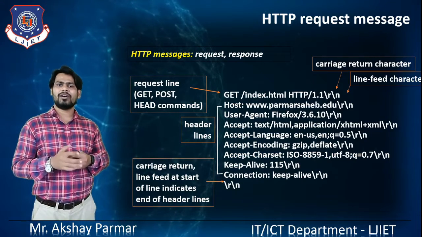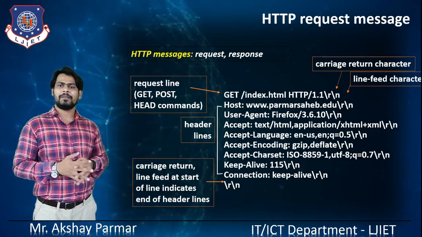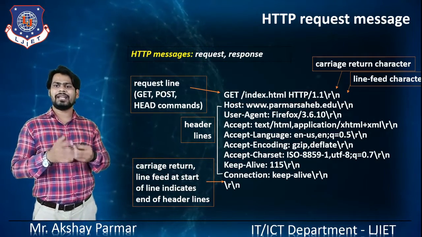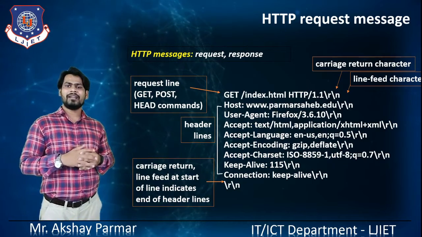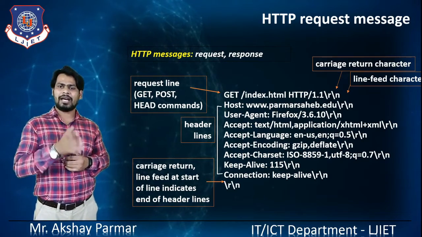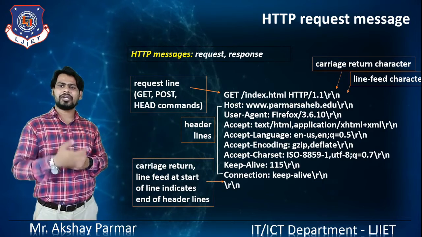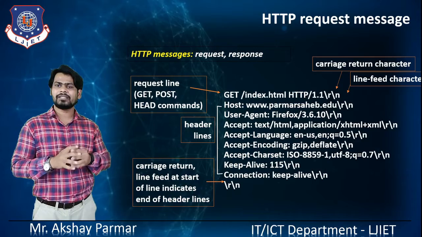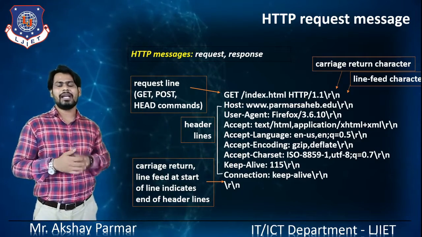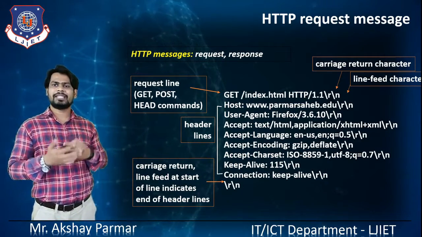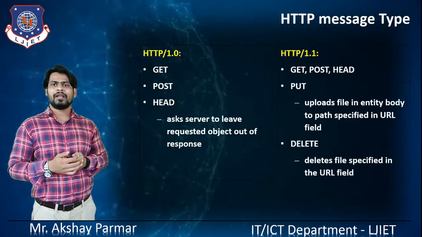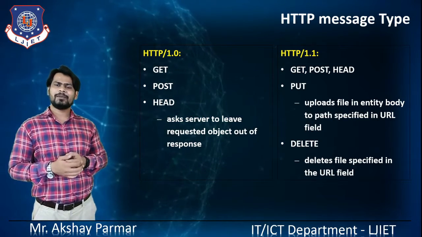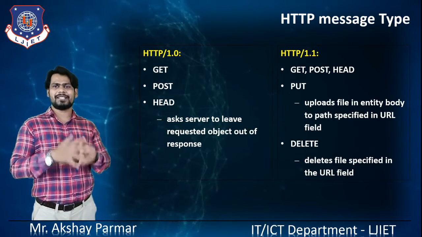At the end, you can see \r\n, the carriage return and line feed, at the start of the line, which indicates the end of the header lines, right? So you can observe that this is how the HTTP message looks, right? After that, you have seen that HTTP 1.1 is there, right? So now the basic difference about the HTTP message types, right?